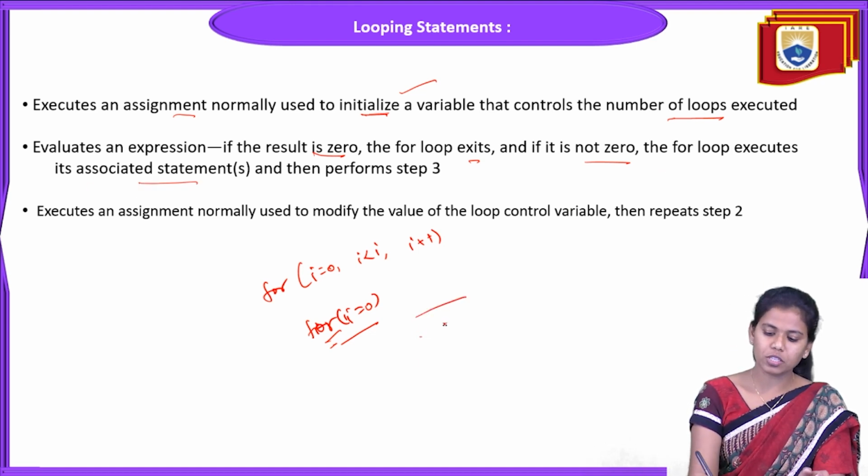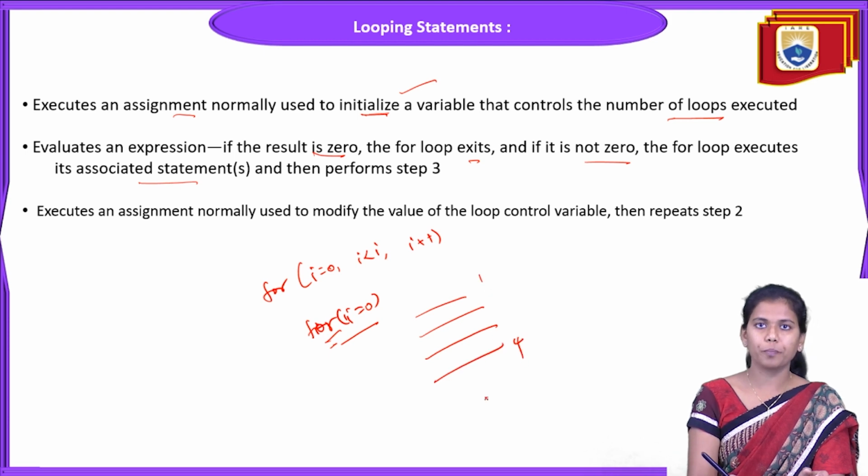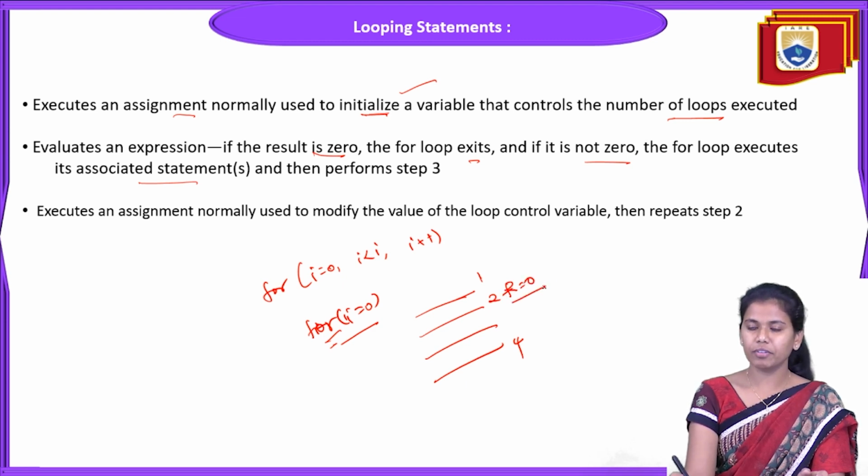Suppose here we have statements 1 to 4. My statement 1 got executed very well, and in the second statement, I found my result as 0. When I got the result as 0, the for loop ends here itself. Instead of going to statement 3 and statement 4, my output here got 0, so the for loop ends at statement 2.